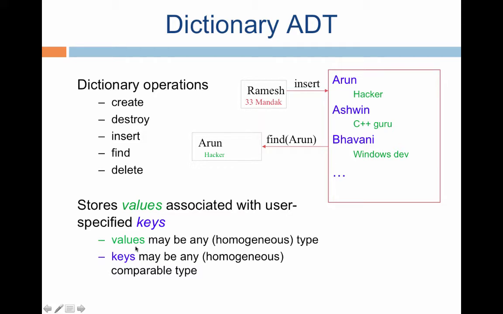Okay. So the values could be any homogeneous type, right? Which means they should all be of the same type. For example, 33 Mandak is a string, C++ Guru is a string, hacker is a string. So the values associated with the different keys are all of the same type. Similarly, keys are also of a homogeneous type, but the additional attribute is that the keys must be comparable, meaning that in this case, the lexicographic ordering is important.